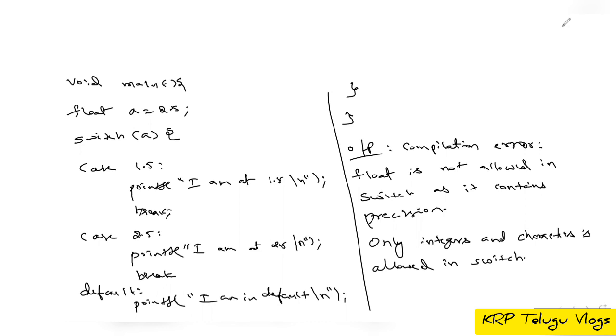Is that clear, everyone? So float is not allowed inside switch as it contains precision, 2.51111 and all it will contain. Precision is not allowed in switch, so that's why if you put a float value in switch, it will throw a compilation error. Can I erase this? Yes, sir. Okay.